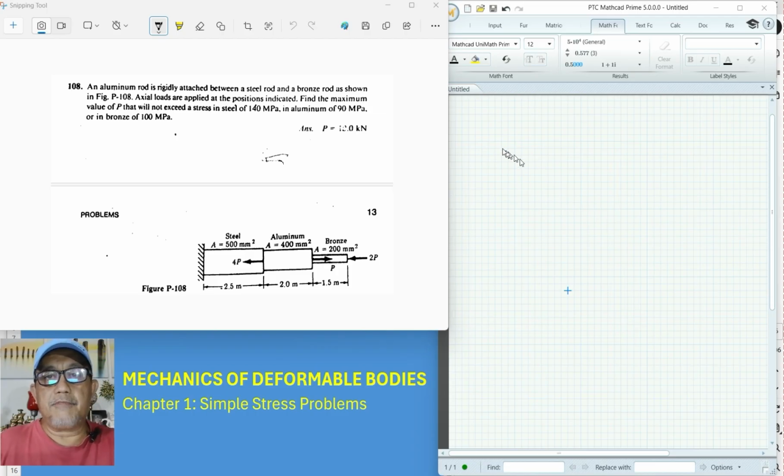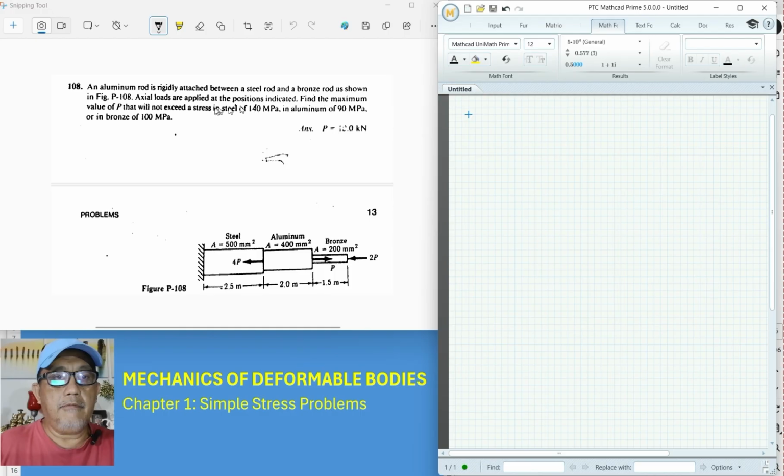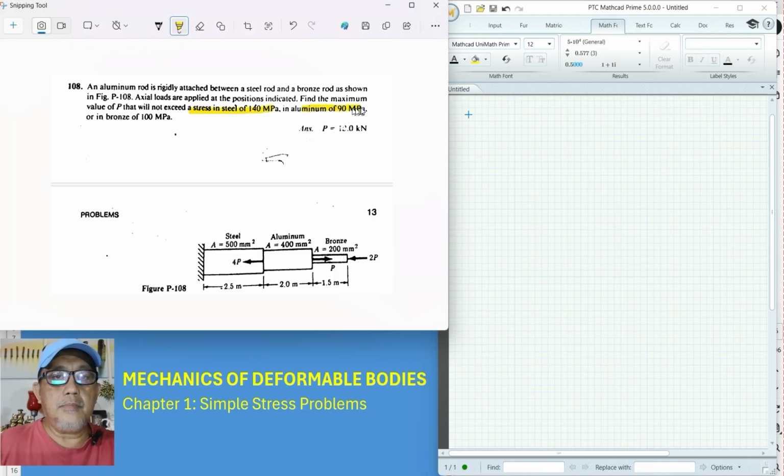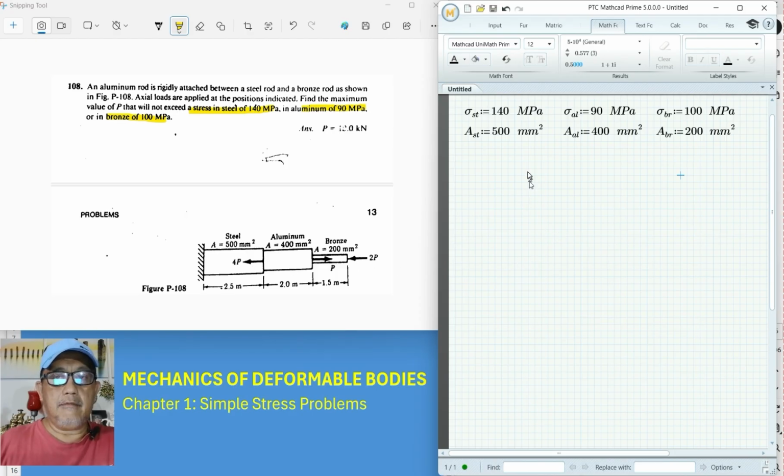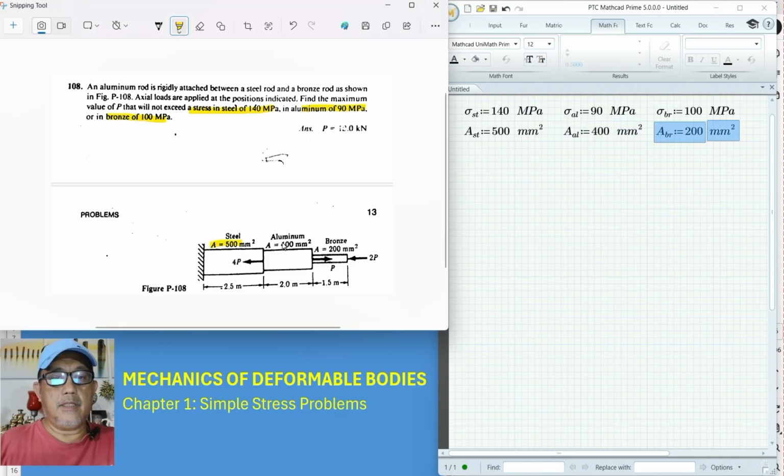Okay, so let us first see what is given. We have the stresses for steel, aluminum, and bronze. The stress for steel is 140 megapascal, for aluminum 90 megapascal, and the allowable stress for bronze is 100 megapascal. We're also given the cross-sectional areas of each rod. Steel is 500 square millimeters, aluminum is 400 square millimeters, and bronze is 200 square millimeters.